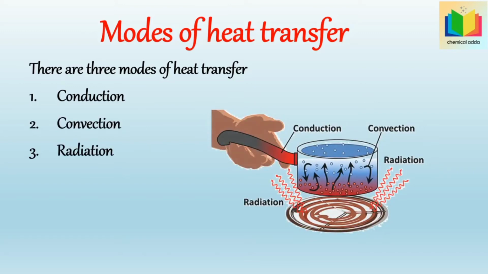Now, if the handle of the pan is a good conductor of heat, and when we touch the handle, our hand gets burned, because heat is transferred from the pan to the handle and from one end of the handle to another end. This is due to the conduction mode of heat transfer.